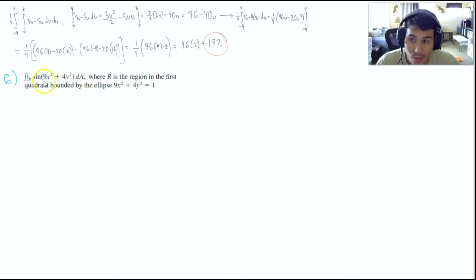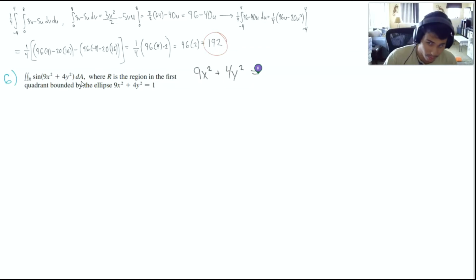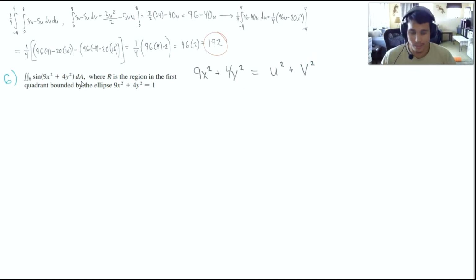We need a u and a v. You cannot just say u is equal to 9x squared plus 4y squared, because then you'd have no v. Well, we can do something a little bit close to that. Maybe we could turn this into u squared plus v squared, right? I think we could do that. We can't just say u or v is equal to that whole thing, but maybe we could turn it into u squared plus v squared is equal to that. And if that's true, then what does u squared have to be? By the way, this is all equal to 1.